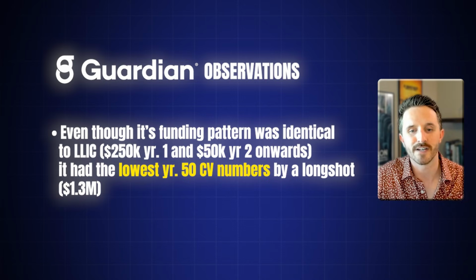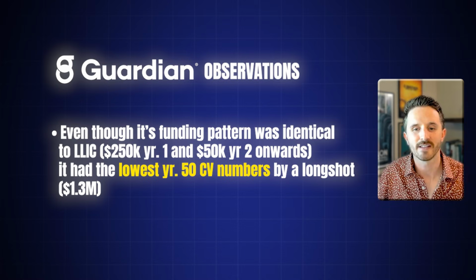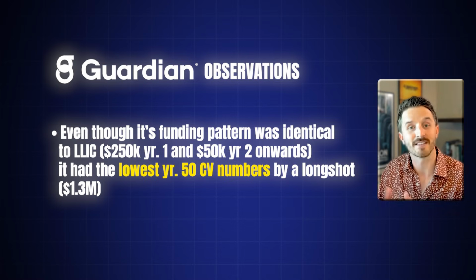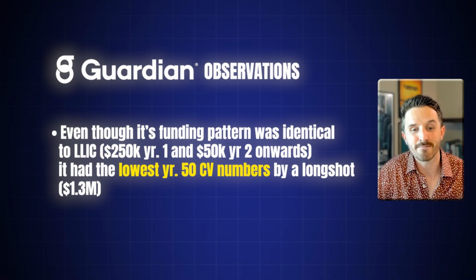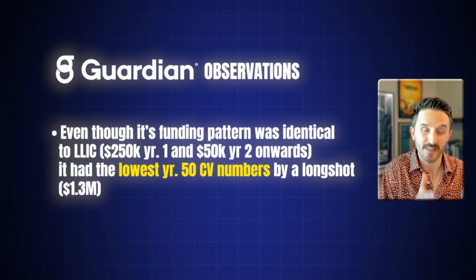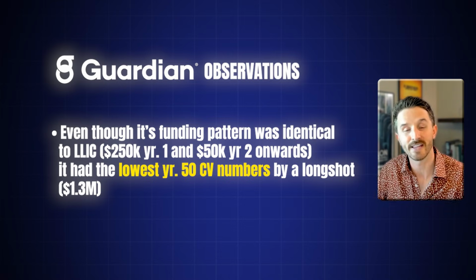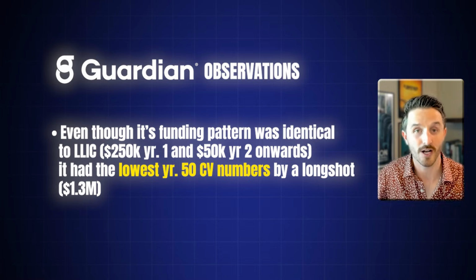And even though its funding pattern is identical to Lafayette Life, which is $250,000 in year 1 and $50,000 a year thereafter for a while, and its dividend was a full 35 basis points higher, right? This year at Guardian, it's 6.25%. This year at Lafayette Life, it's 5.9%. It had the lowest year 50 cash value numbers by a long shot, 1.3 million.